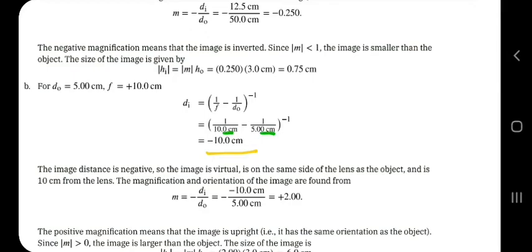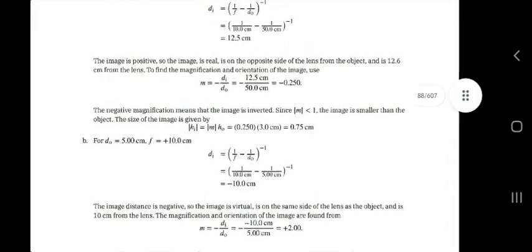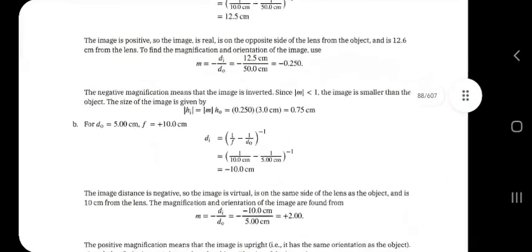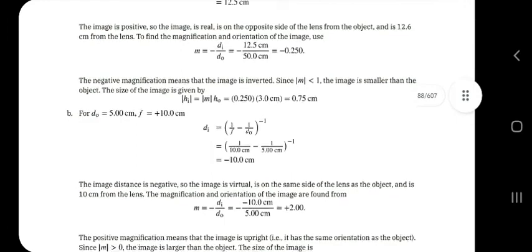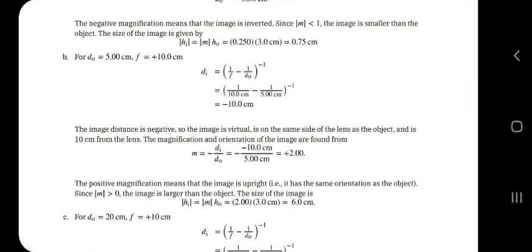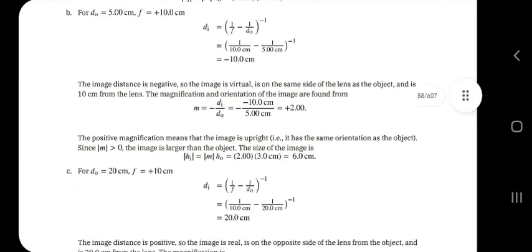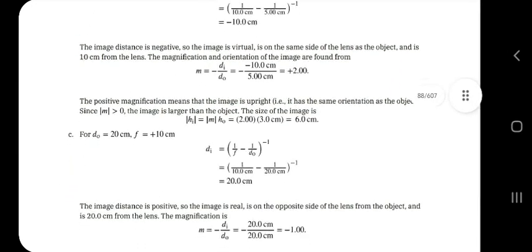As we can see, in letter A the image distance is positive and the magnification is negative, while in letter B the image distance is negative and the magnification is positive. So they are opposite to letter A. Then let's proceed to letter C.